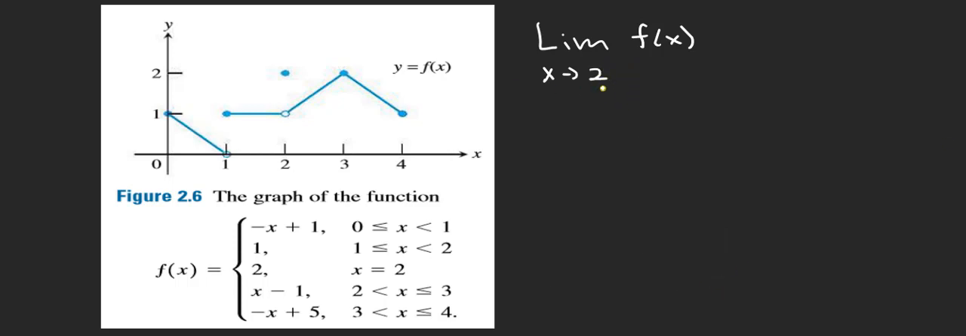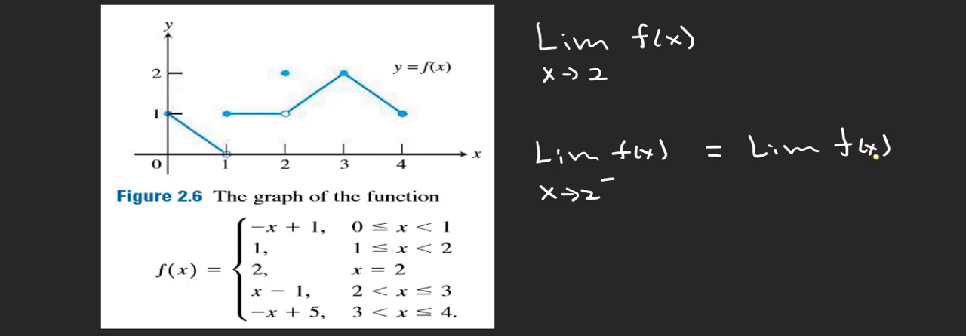What about as you approach 2? Well, we have to check that as you approach 2 from the left, it is the same as when you approach 2 from the right. What happens as you approach 2 from the left? You're getting very close to 1. What about 2 from the right? As you approach 2 from the right, you're getting very close to 1 as well. So we do have a limit. It's 1.